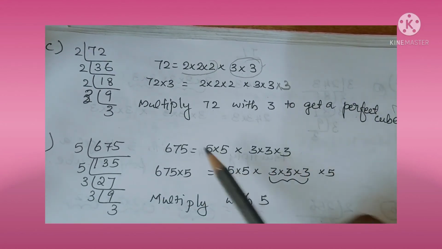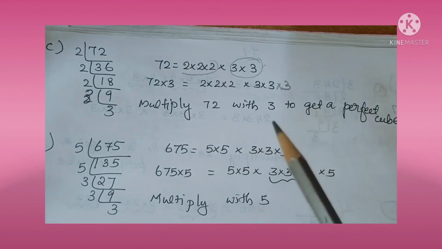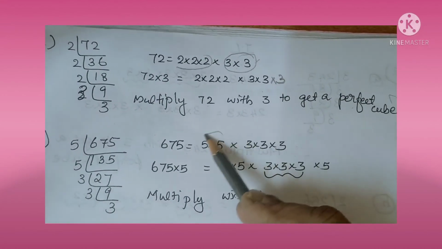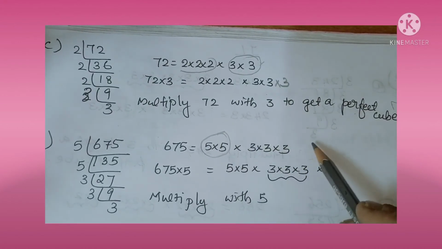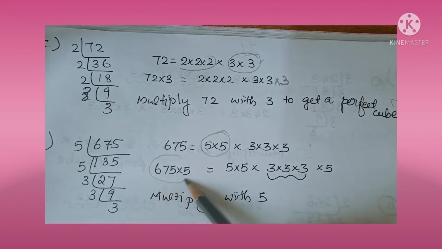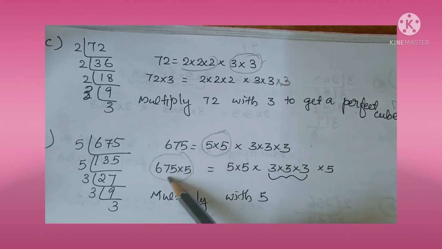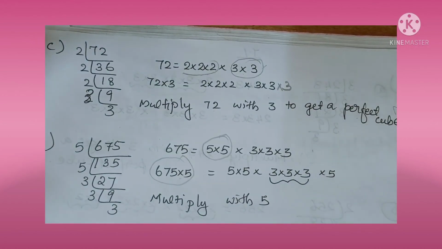Then next, 675. 675 is 5 into 5 into 3 into 3 into 3. So here one set contains only 2 5s. So we want to multiply by 5. Then we will get 675 into 5 as a perfect cube.